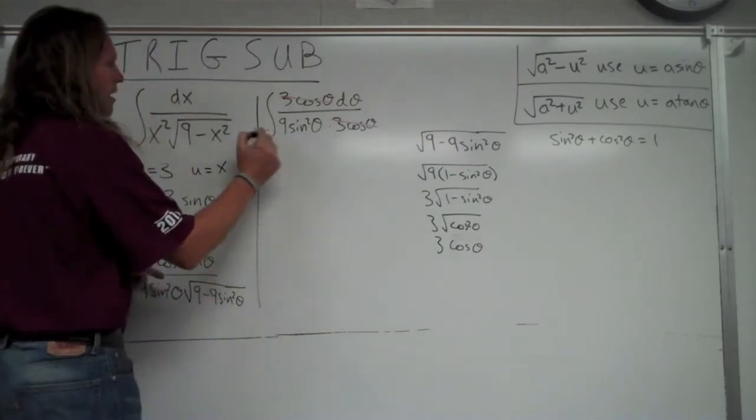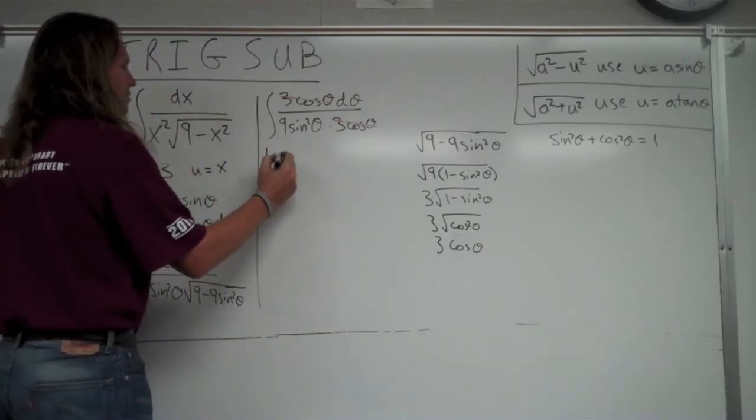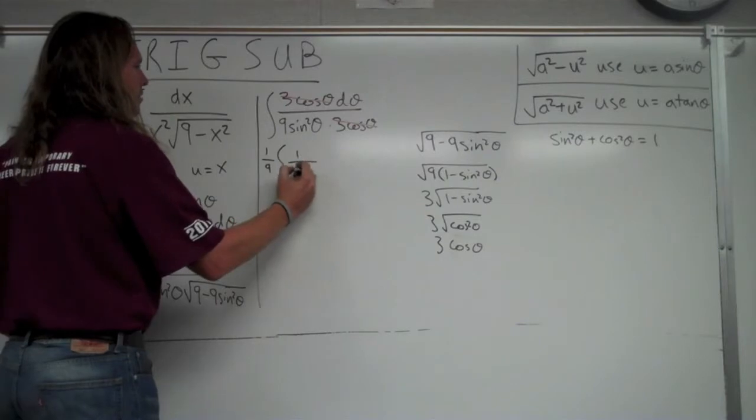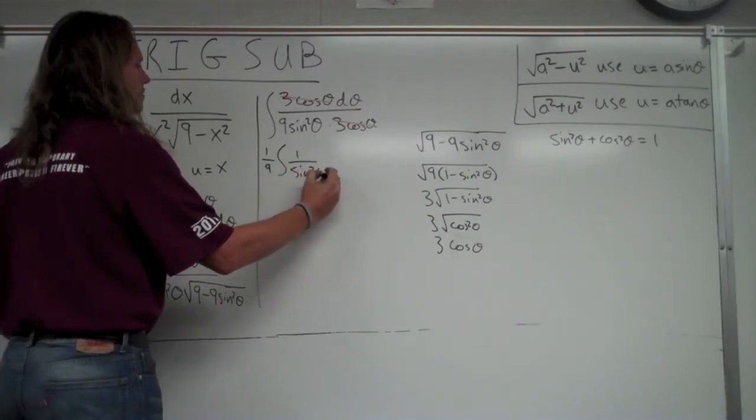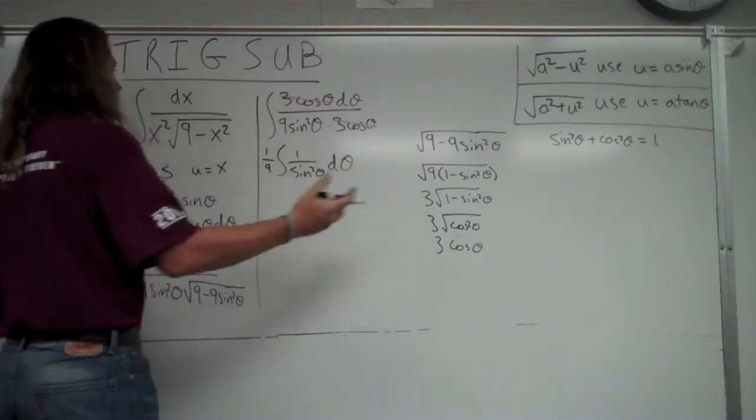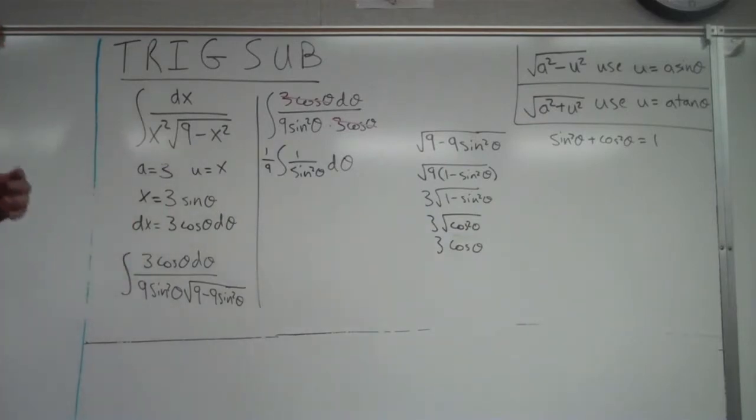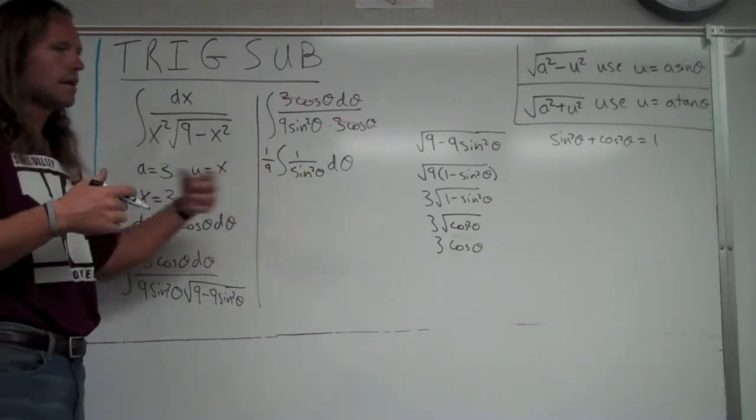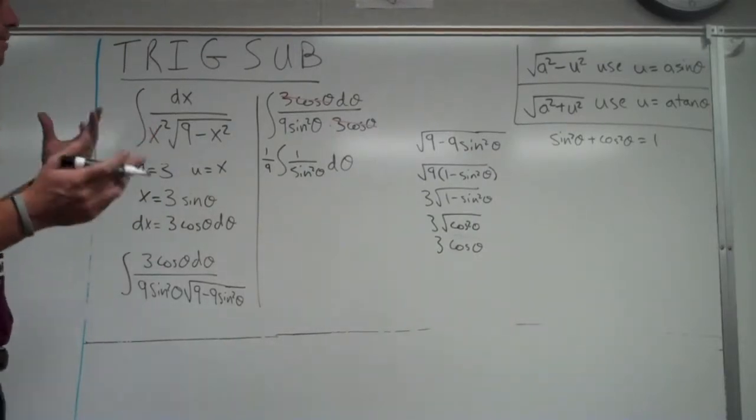I'll go ahead and bring the 9 outside the integral as 1/9. Then I'm left with 1 over sine squared theta d theta. When you get to this step on a problem, there are certain manipulations that need to occur so you can integrate this, and various different things might happen.